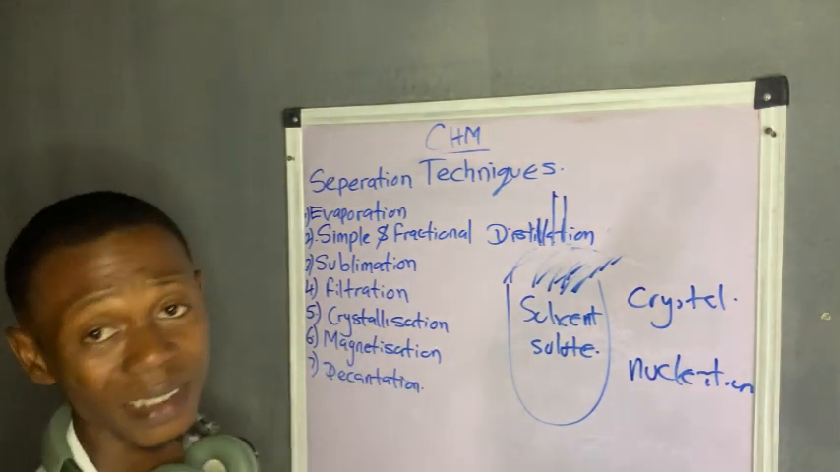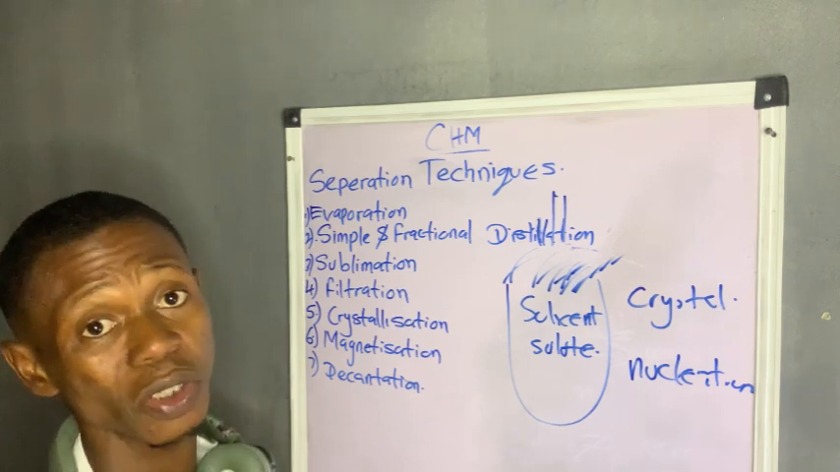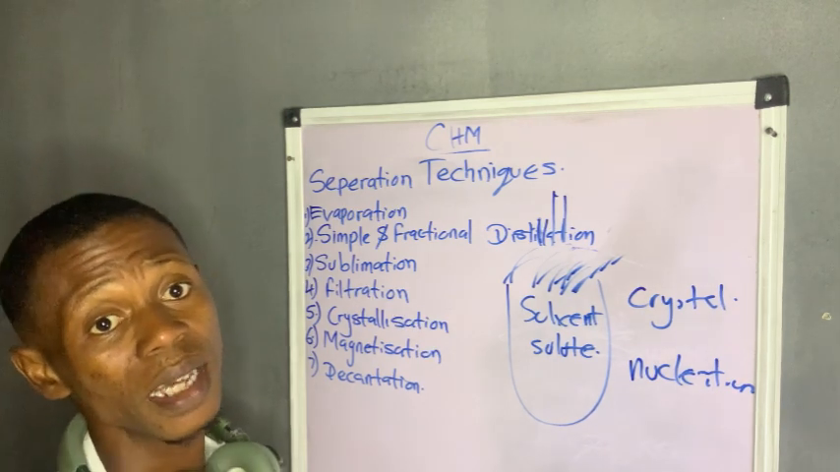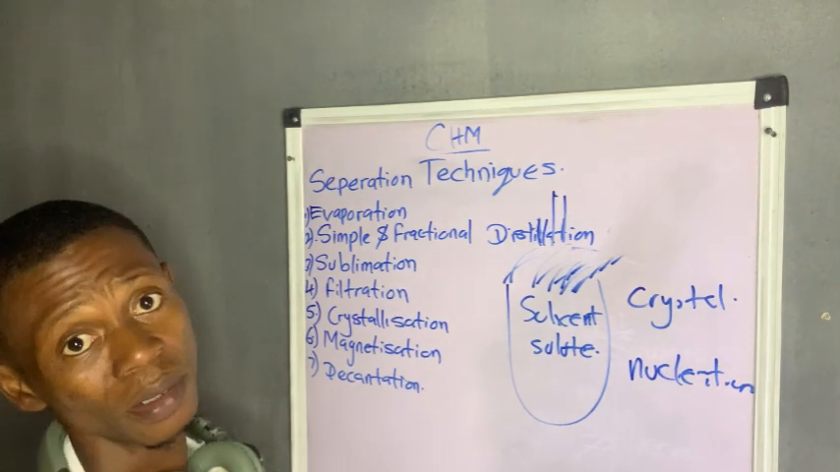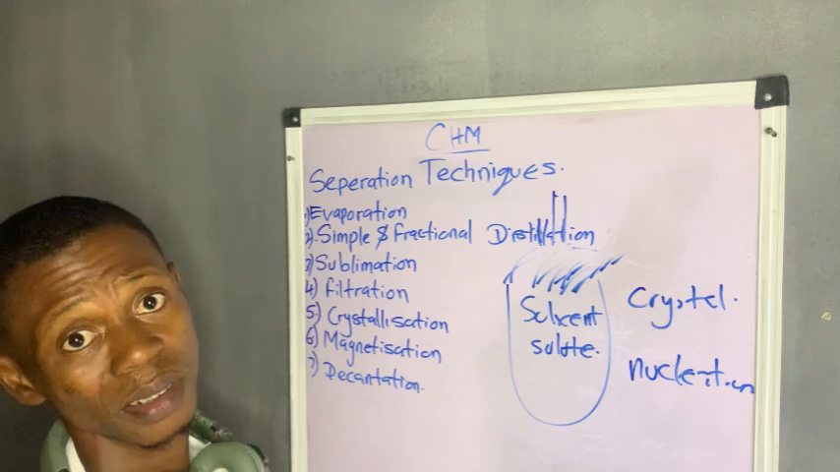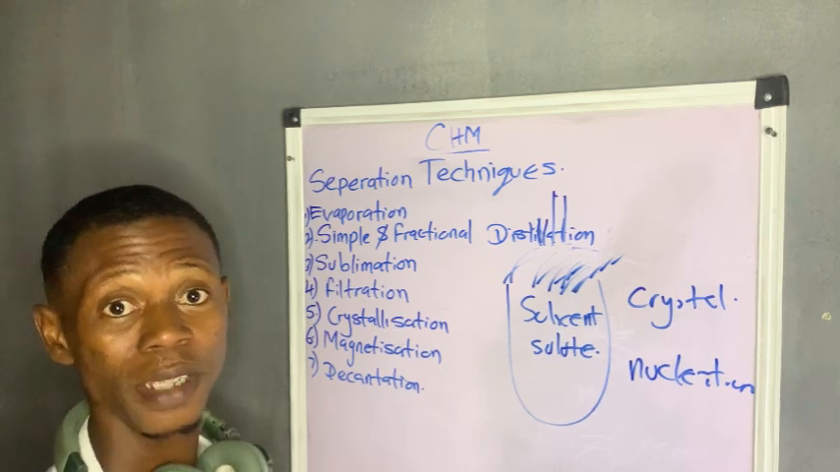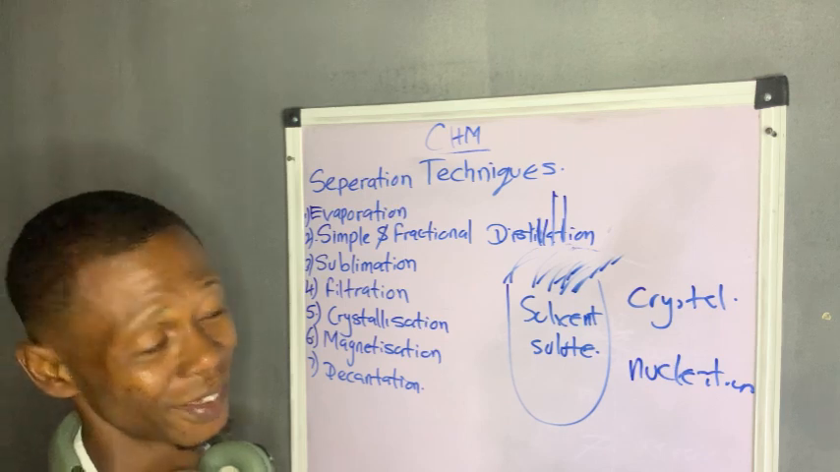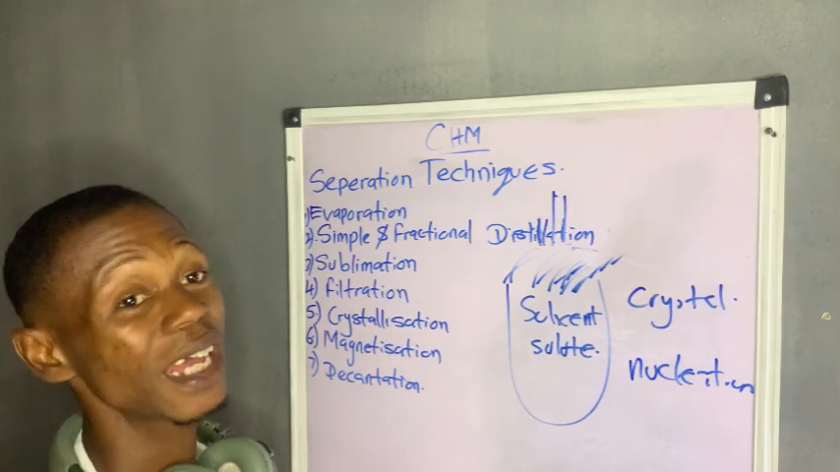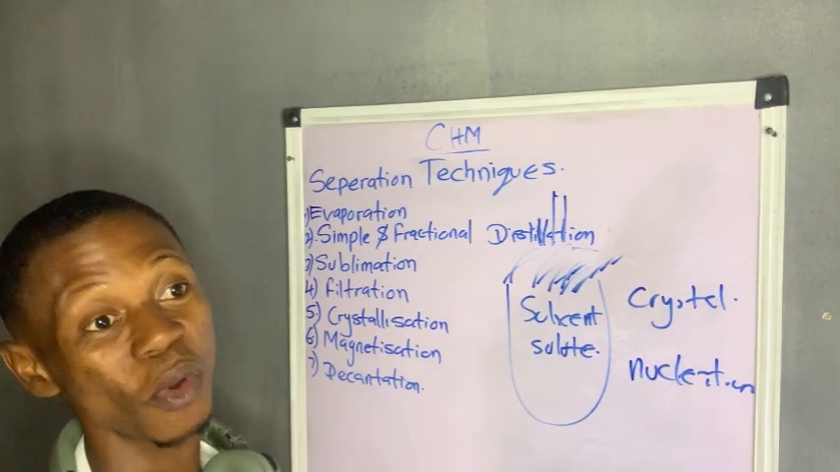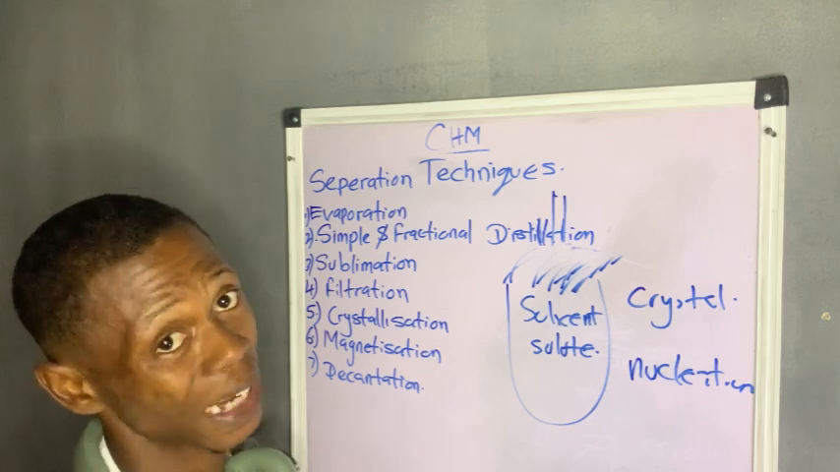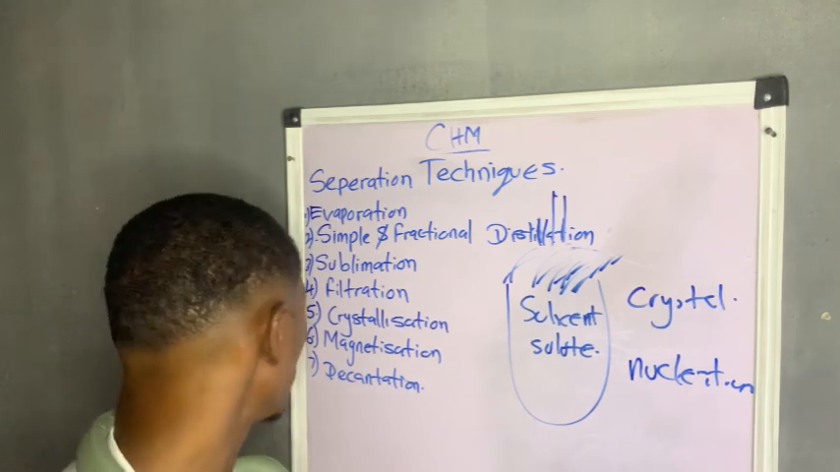Then for magnetization, that is when you use a magnet for solid separation. But some people ask, does a magnet work in water? If you have iron pieces inside water that have settled down, just put the magnet inside the water and it will pick them up. So that is it.